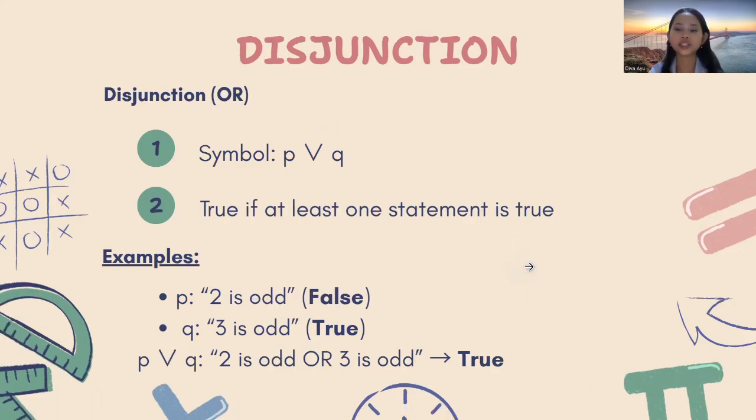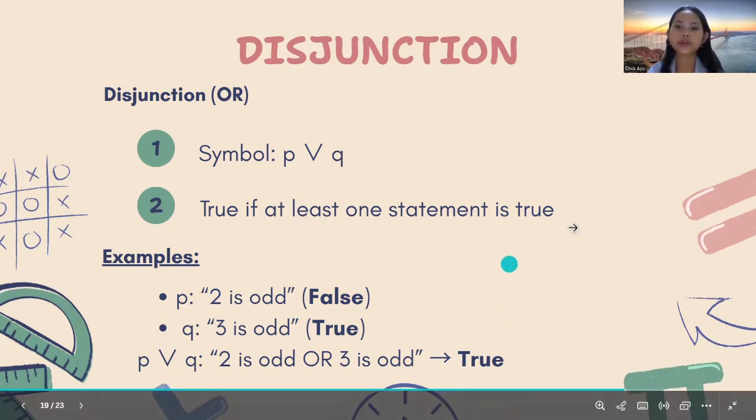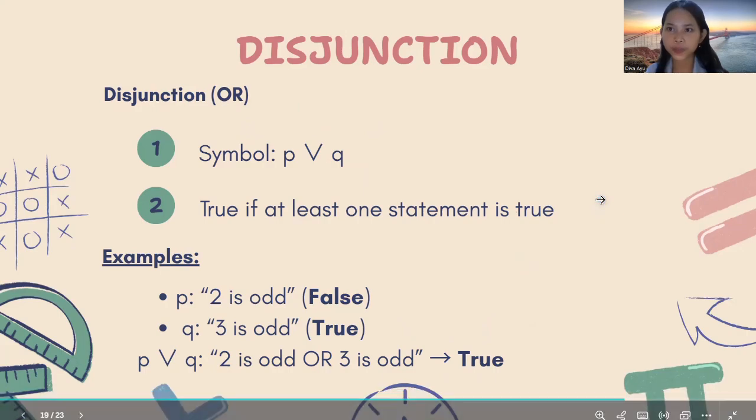Next, disjunction. A disjunction means or, and this is the symbol of disjunction. It is true if at least one of the statements is true, meaning P or Q or both, either P or Q. In this case, one statement is true, so the result is true. Okay, is that clear for you?